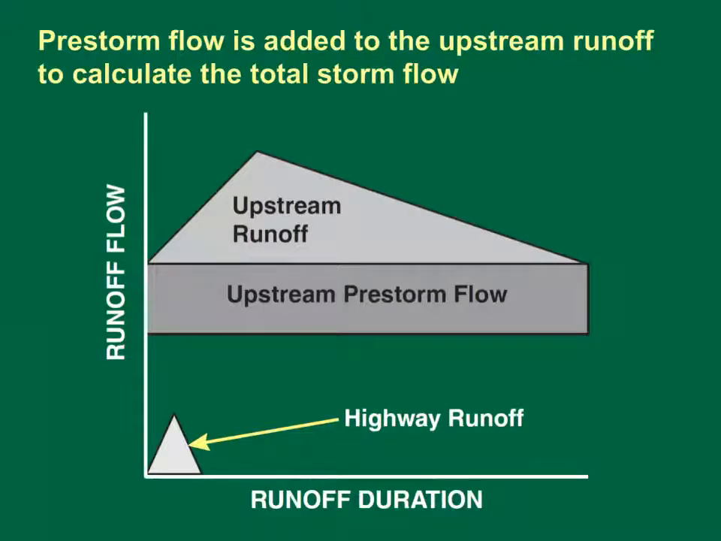As this schematic diagram indicates, the pre-storm flow times the runoff duration is added to the upstream runoff to calculate the total upstream storm flow used for the loading and dilution calculations. The amount of storm flow depends on the amount of pre-storm flow and upstream runoff that occurs while the highway runoff outfall or the highway runoff BMP outfall is discharging to the stream. In SELDM, the pre-storm flow is held constant for the duration of the runoff event.